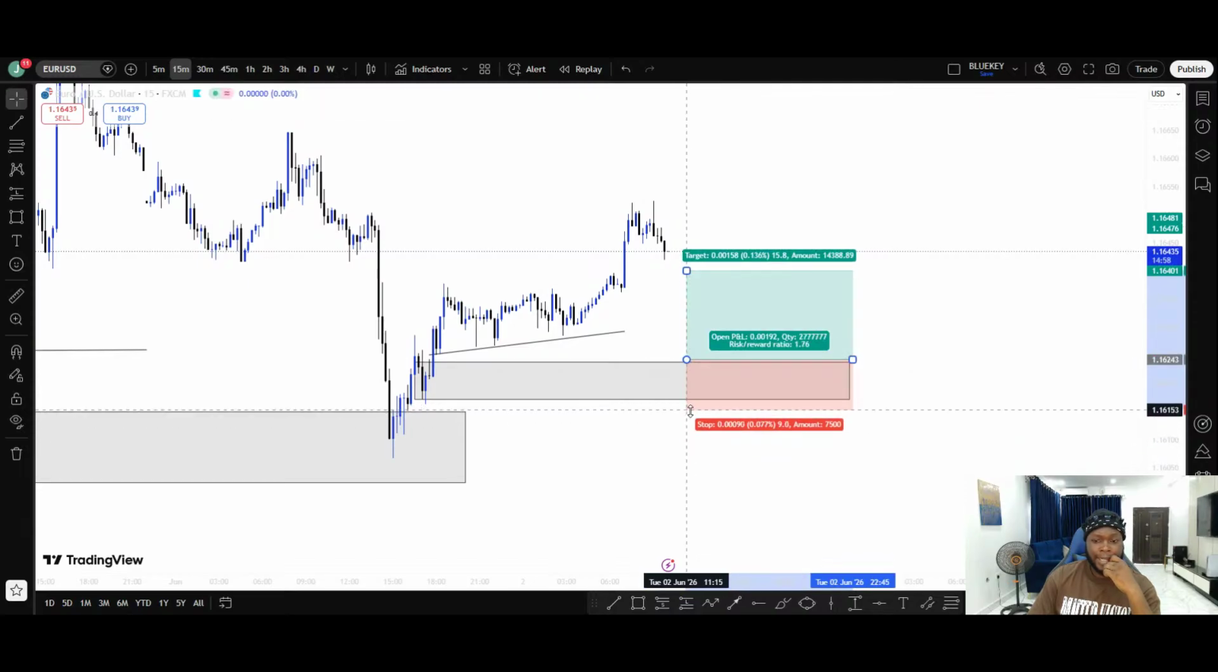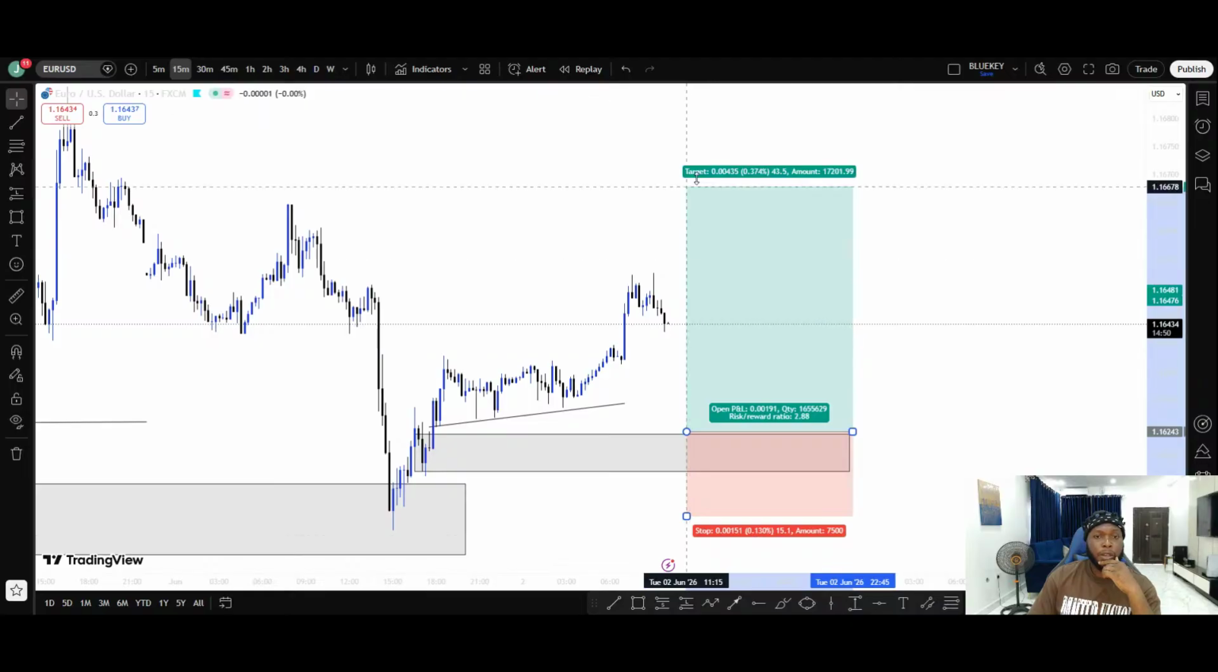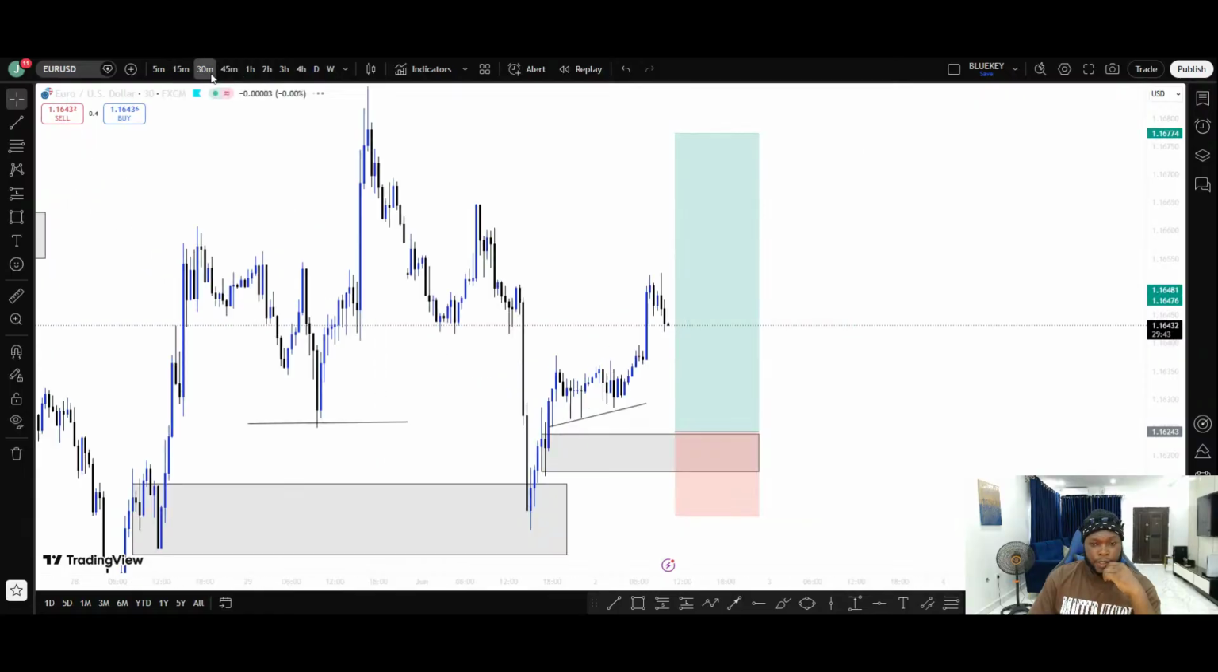If you want a tight SL, it's going to be around 9 pips. If you want to be flexible, bring it up to around 15 pips right here. And then you're swinging up to this order block around here. So yeah, this is the best thing I can find right now on Euro USD.